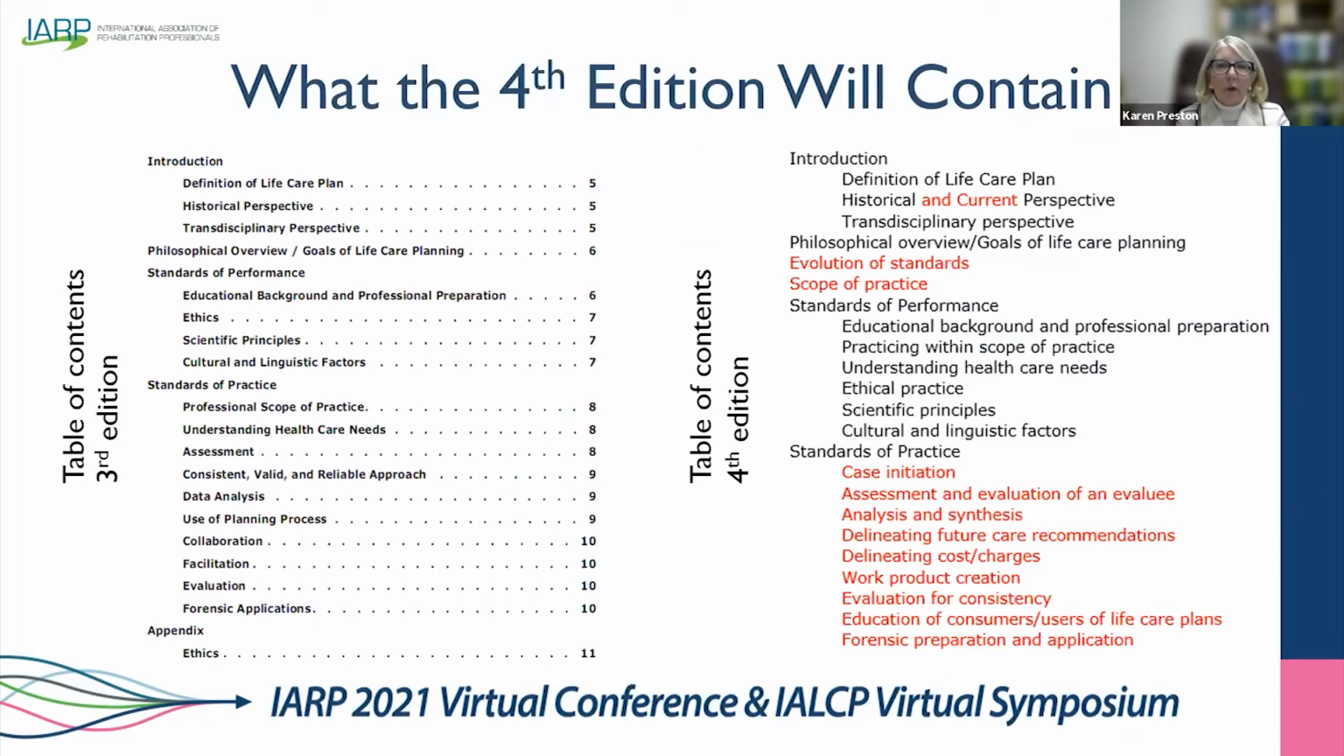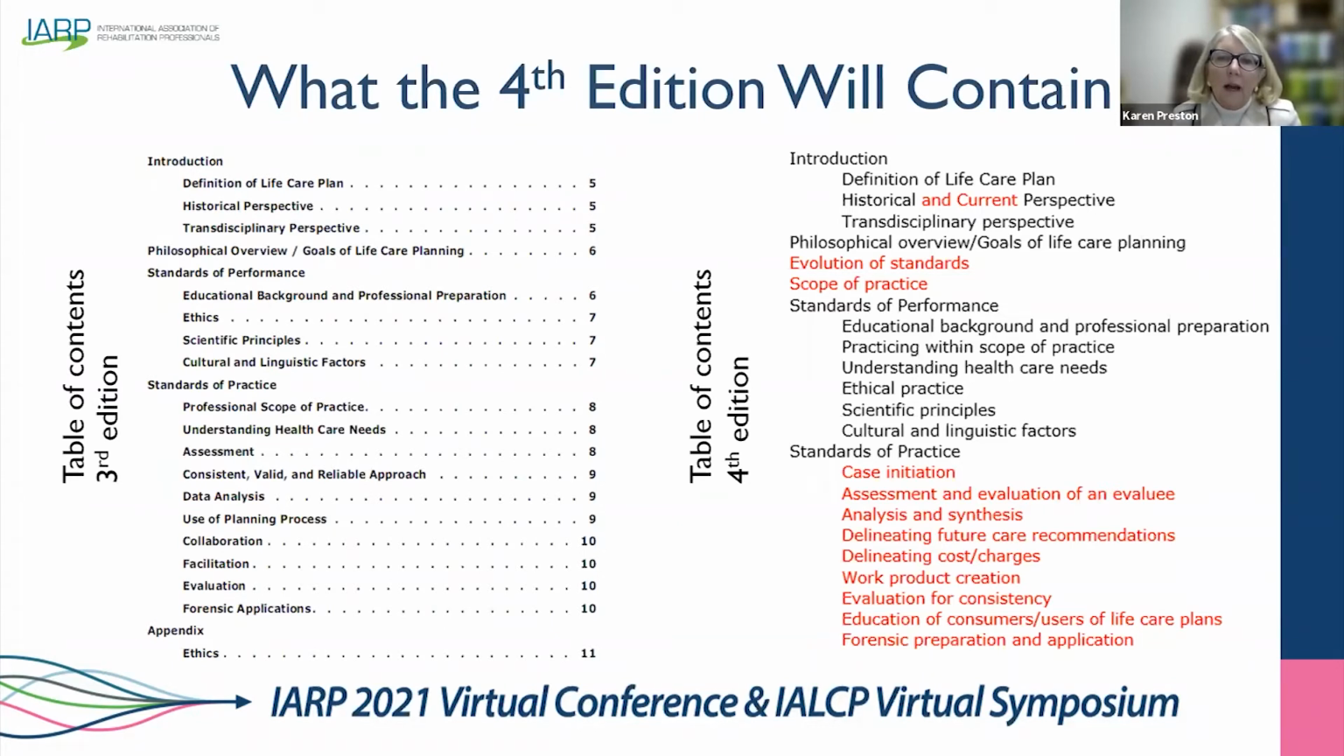So this slide is showing you on the left side what the table of contents was in the 3rd edition. The table of contents on the right side of your screen is what it's going to look like. It's not completely done yet, but this is what it's going to look like. And everything that's in red is new. So you can see that in the historical and current perspective that we have added language. We've created 2 entire new sections, one called Evolution of Standards, another called Scope of Practice.